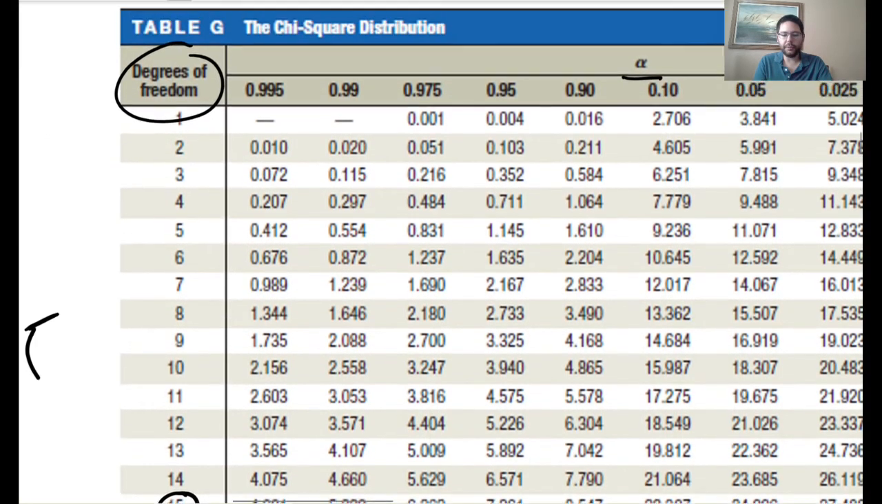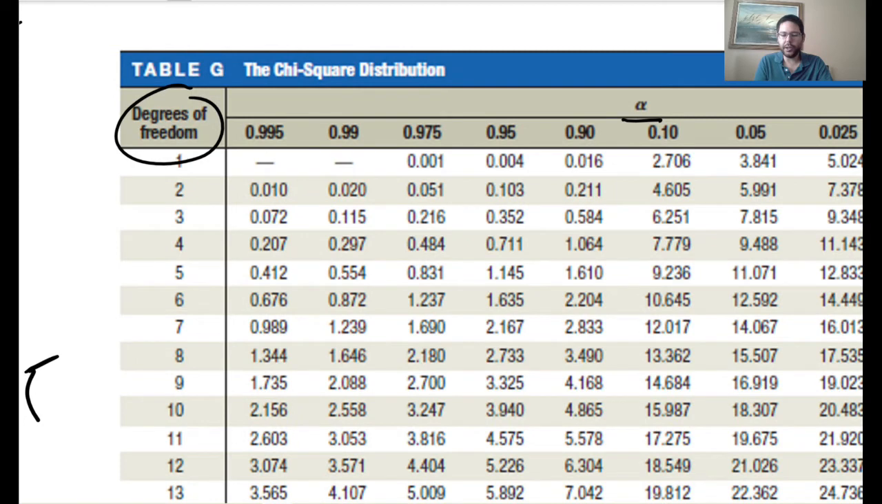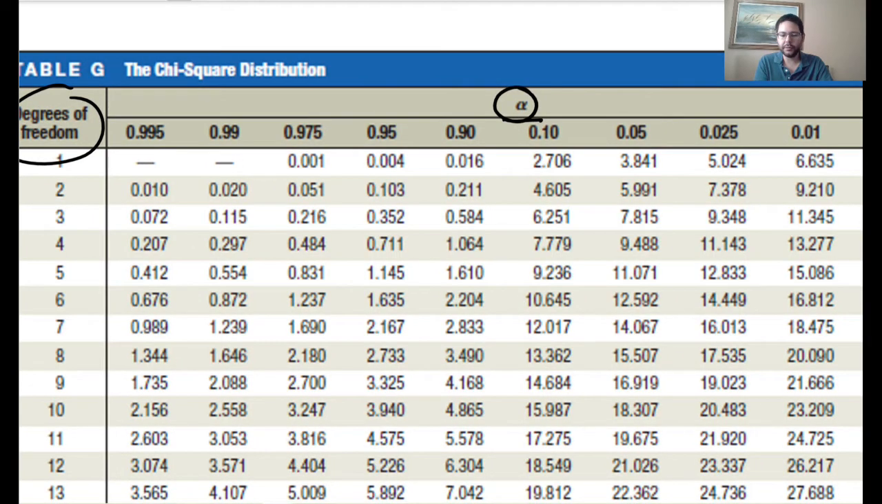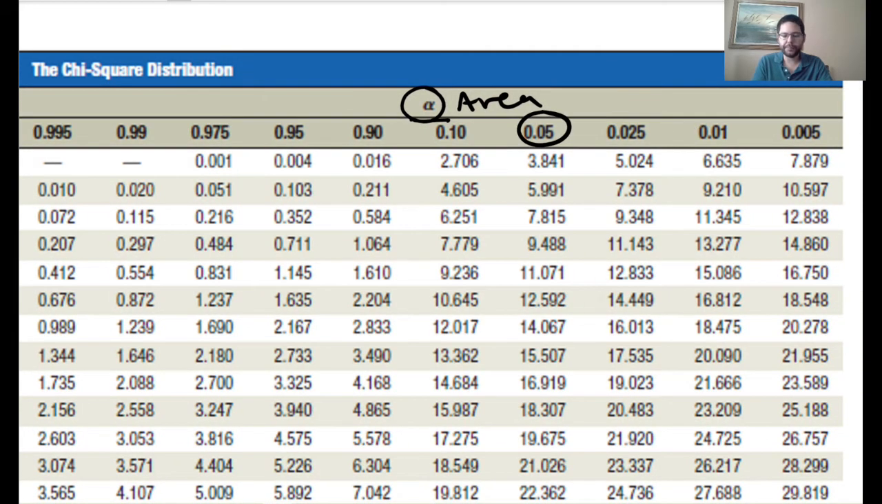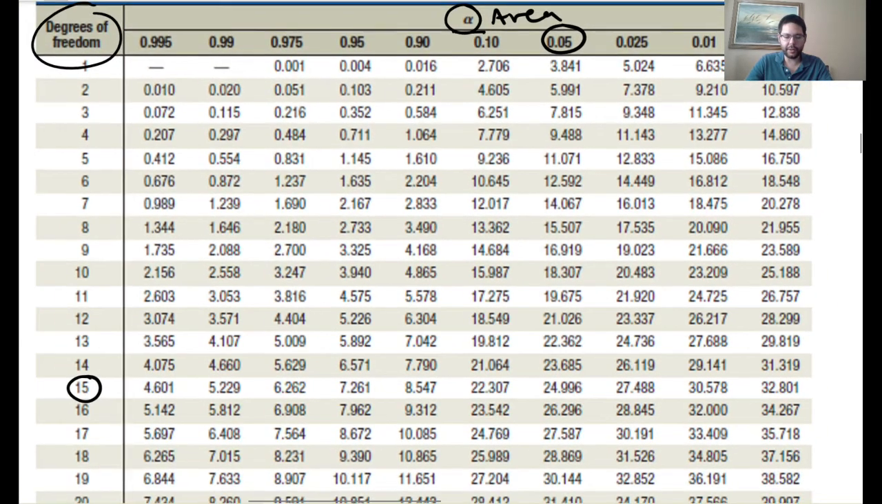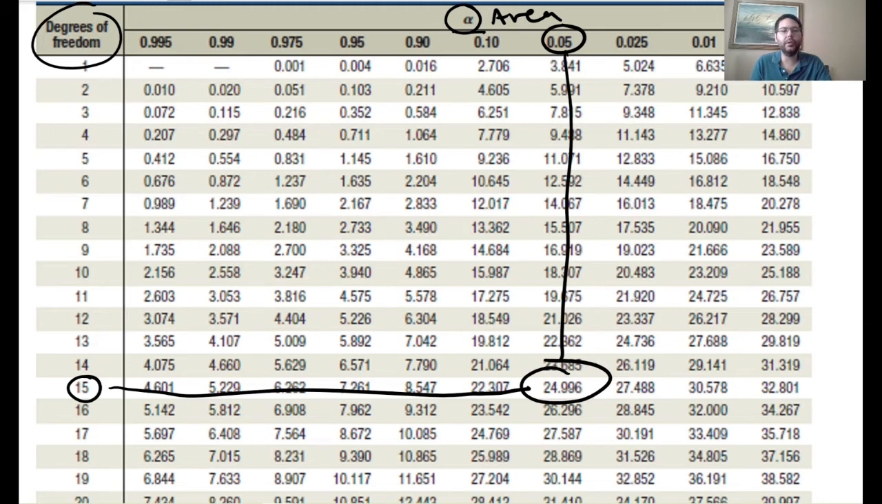And we're looking for alpha, our area that we're looking for. So this alpha right here is equivalent to our area. So we're interested in 1 minus alpha, right? Or, I'm sorry, alpha, not 1 minus alpha. So we're interested in 0.05. Okay, so we're going to go ahead and figure out the intersection of those two. There you go, and that's my critical chi-square value, 24.996.